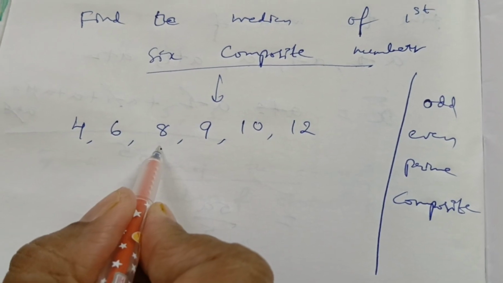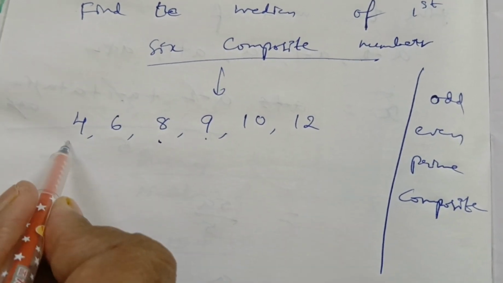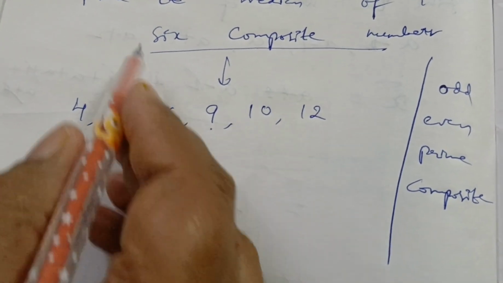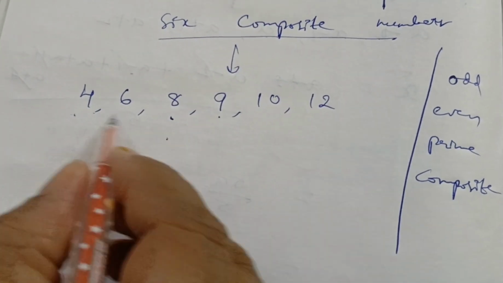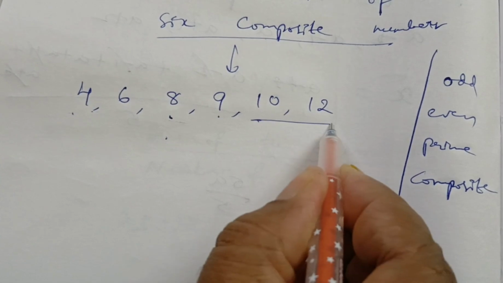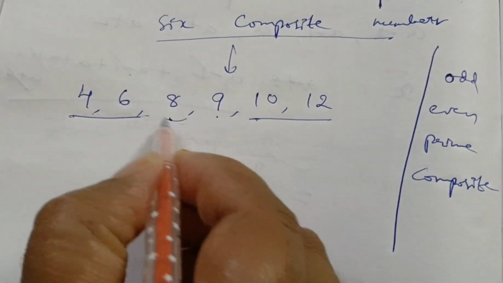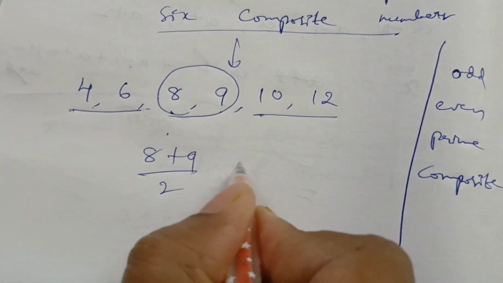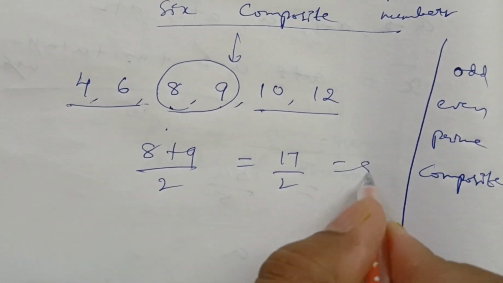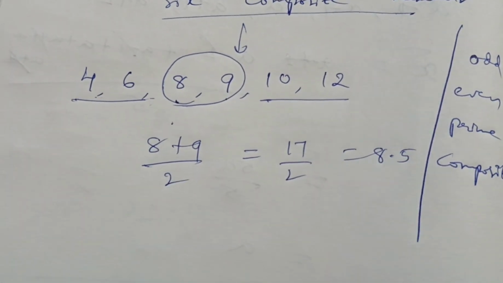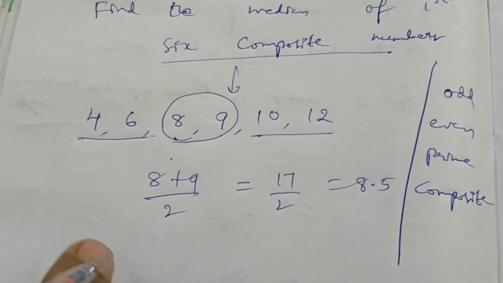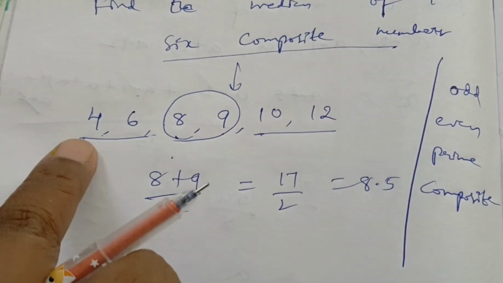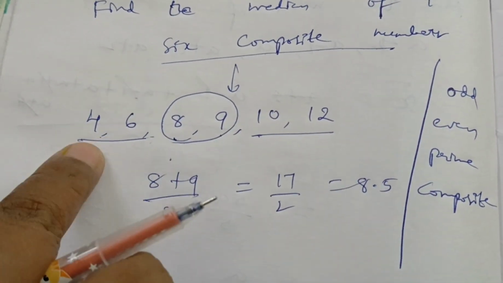Some children will be forgetting 8 or 9 and they will not start from 4. Actually the first composite number is 4. Then we need to find the median. So here when we take this side 2 and 2, the middle 2 are left. So the average of 8 and 9, 17 by 2, 8.5 is the median. First of all, we need to arrange in ascending order, but already we have taken the first 6 composite numbers, so they are ready-made in ascending order.